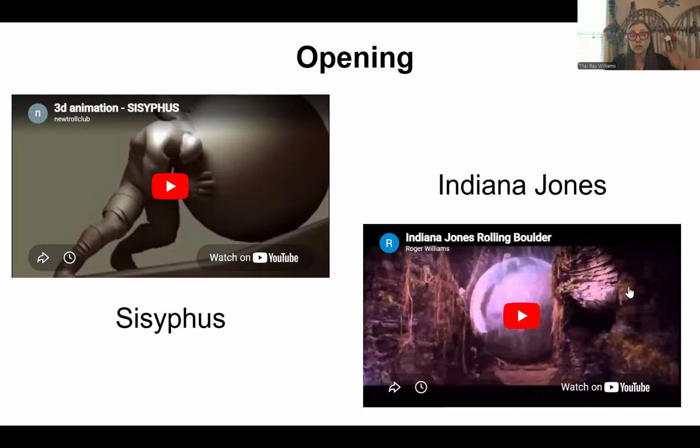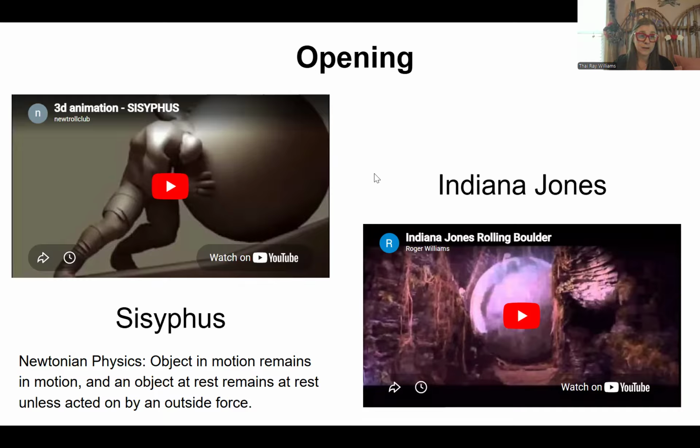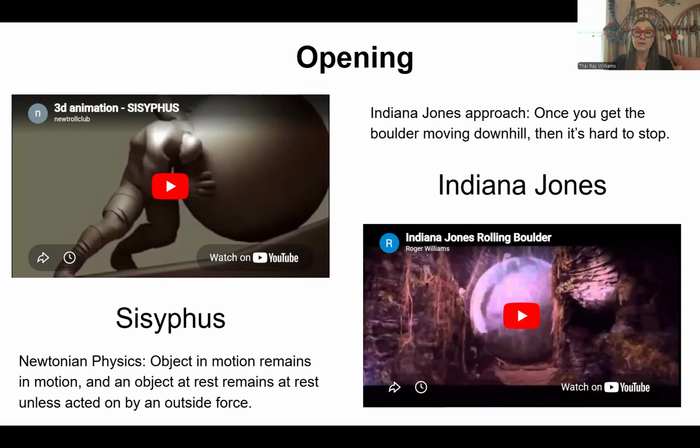Once we get that learning rolling, once we get that participation rolling, it is easier to keep it rolling, especially when we hit that new information that is novel. They haven't had exposure to it before. So I want you to think, what kind of method are you going to use? Are you going to use the Sisyphus method, or are you going to use the Indiana Jones method? Objects in motion remain in motion, and an object at rest remains at rest unless acted on by an outside force. And you, in your opening, are that outside force.